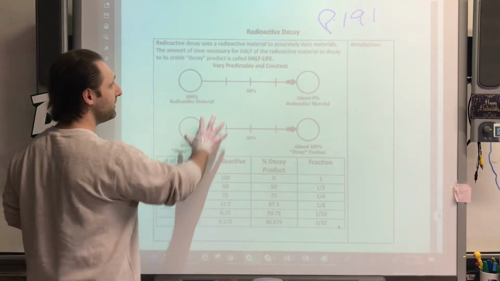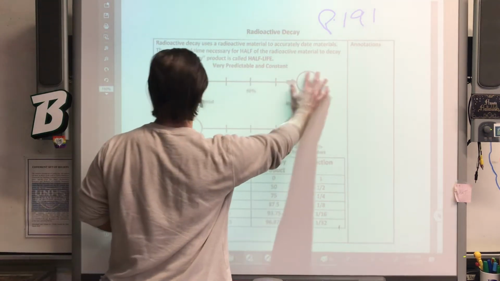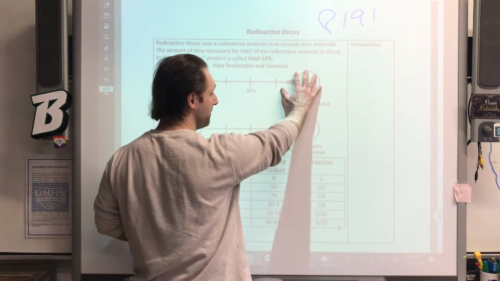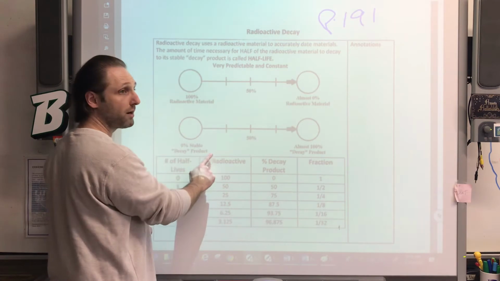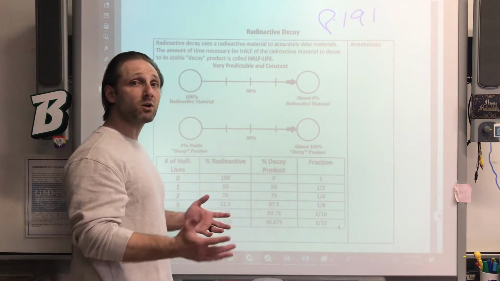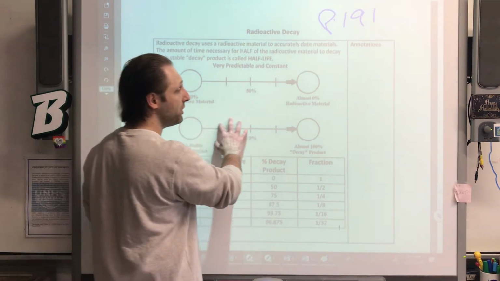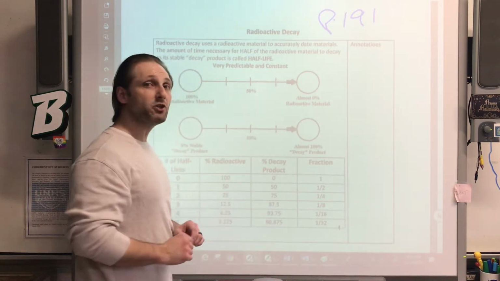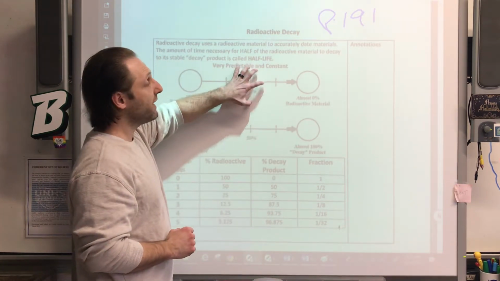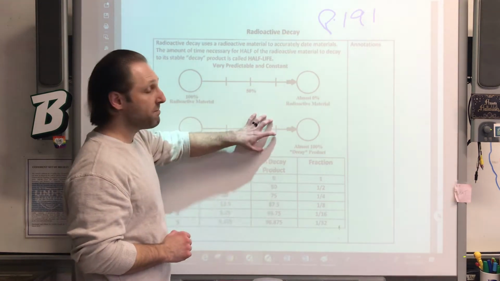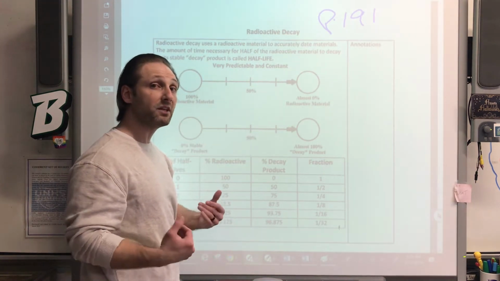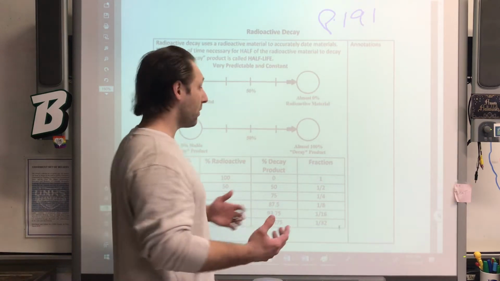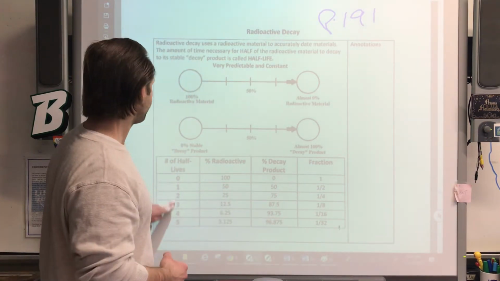So here, as radioactive material breaks down into decay material, we have what's called a decay product. And that is stable, it's no longer radioactive. And that material will increase. So using the ratio between radioactive material left and the amount of decay product that has increased, we can determine an age of rock, fossils, or the Earth for that matter.